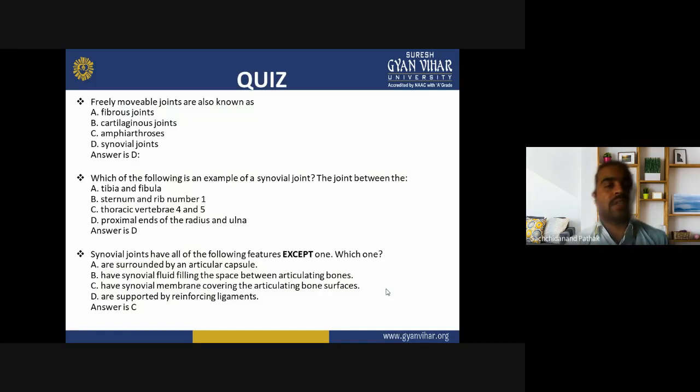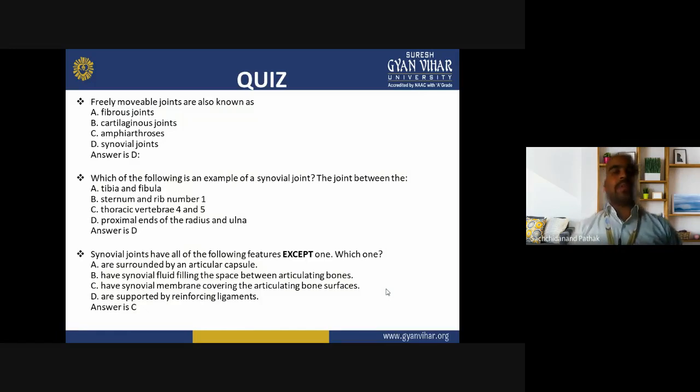Now the first question is, the freely movable joints are also known as. The freely movable joints, like you can say the fibrous joint, cartilaginous joint, amphiarthrosis, or synovial joints. Yes, the answer is the synovial joint is the freely movable joint.